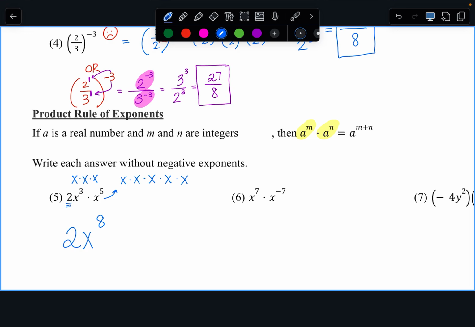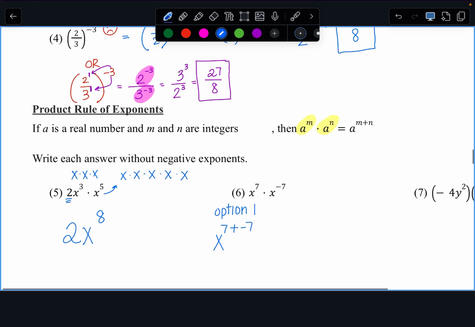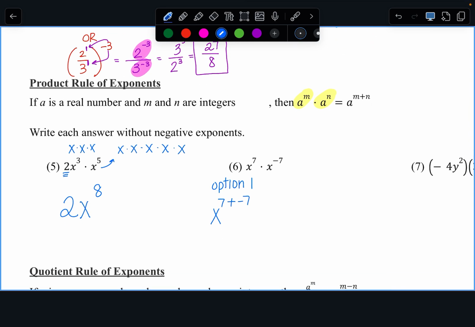I'm going to show you 2 different ways to do number 6, which I'm sure you're like, 2 different ways again. It's whatever you're more comfortable with. Option 1. You can simply add those exponents. So that means x to the 0, which we said anything to the 0 power is? 1. Yes. Not gonna lie, there was a brief moment I was panicked a little bit. I'm like, please let it be the right answer.